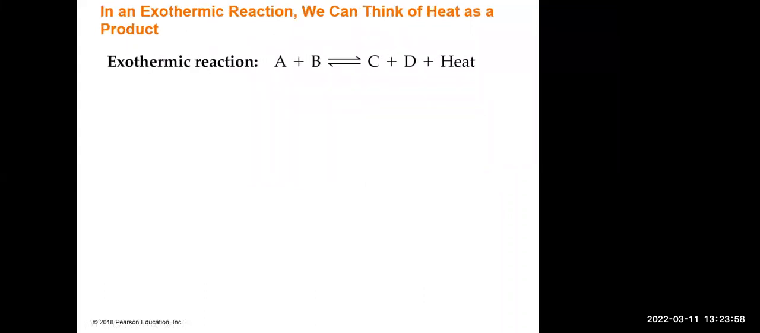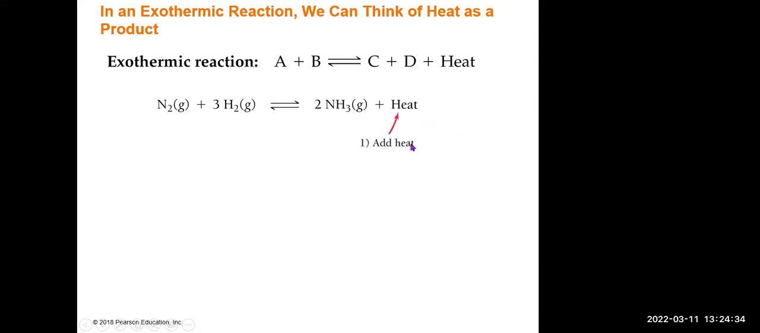So again, this is a generic equation. We use A, B, C, D. If the reaction is exo, we will write the heat on the right side, which means the product side. One example that is exothermic, we saw this reaction before: N2 and H2 produce NH3, which is a very useful reaction. So this reaction is exo. Then we will see this heat. We write the heat here.